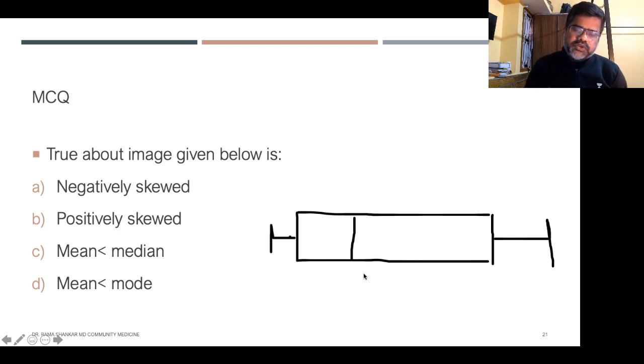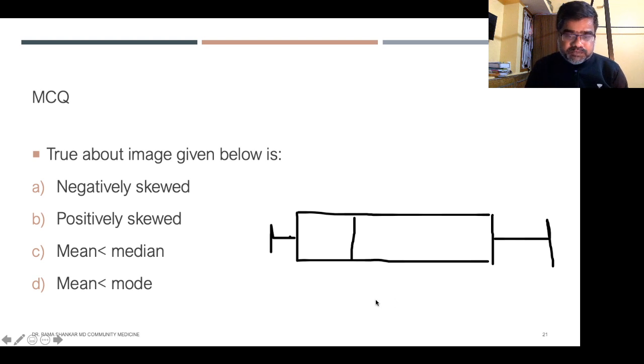Based on this, you have to tell what the option is. Now you should understand what this box represents. The box is represented in the form of quartiles. This is the whisker; this side is the lower limit, and this side is the upper limit. For the data you are representing, the middlemost line will normally be the median, because you are talking about quartiles.